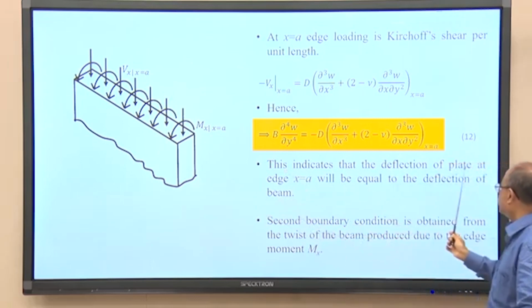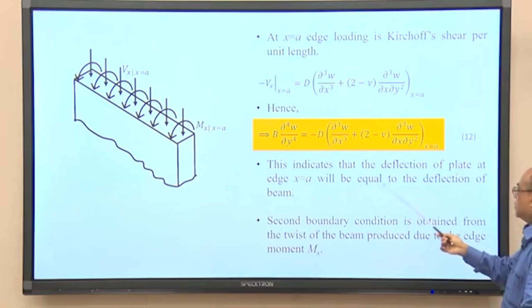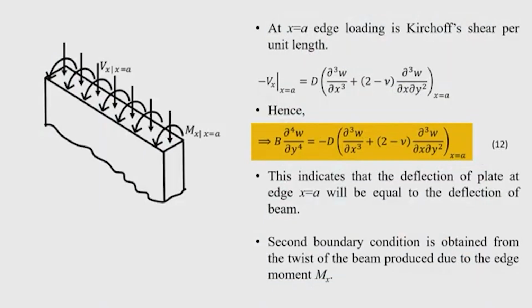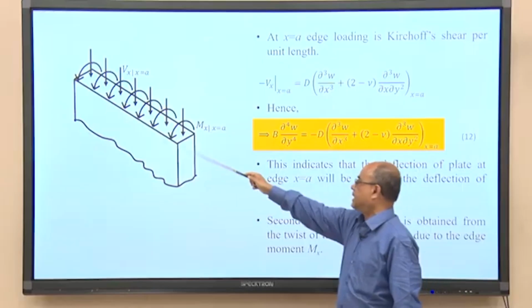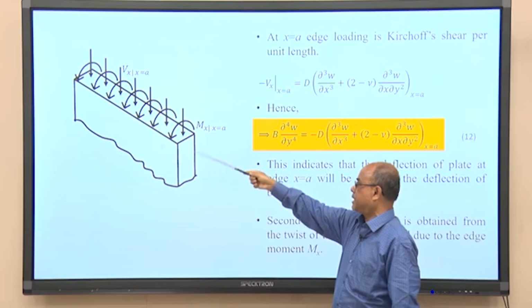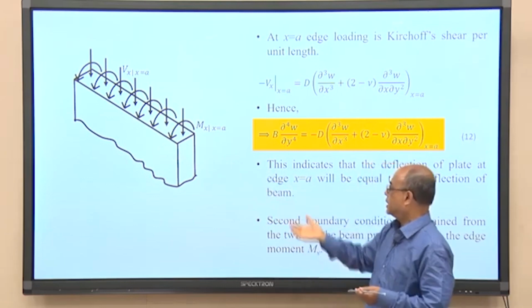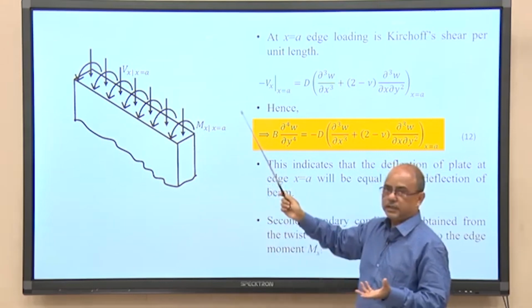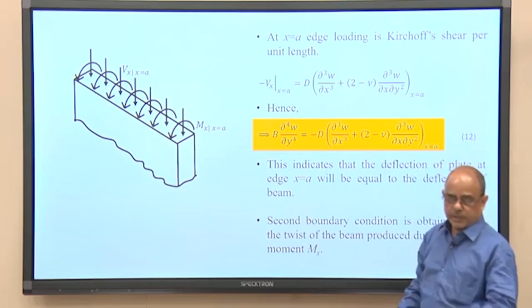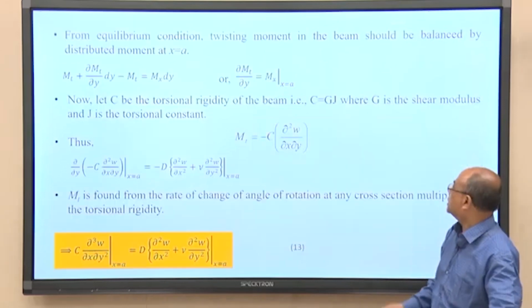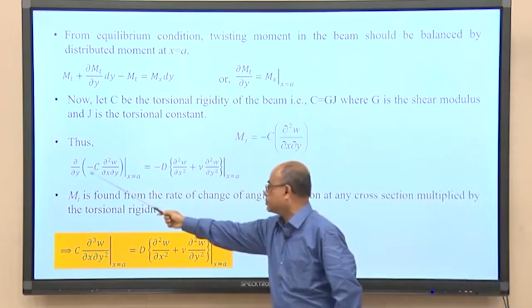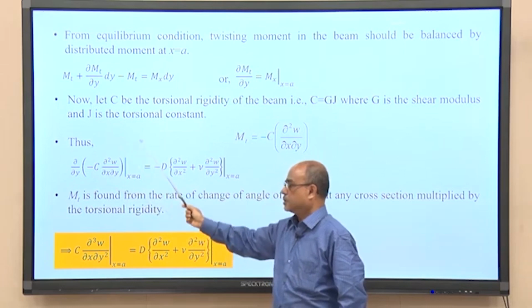So, this indicates that the deflection of the plate at edge x equal to a will be equal to the deflection of the beam. Then the second boundary condition is obtained from the twist of the beam produced due to the edge moment Mx. At the edge x there will be the bending moment Mx along the x direction, and the resisting moment is offered by the beam due to its torsional rigidity. So, this moment has to be found. The bending moment expression we already know.